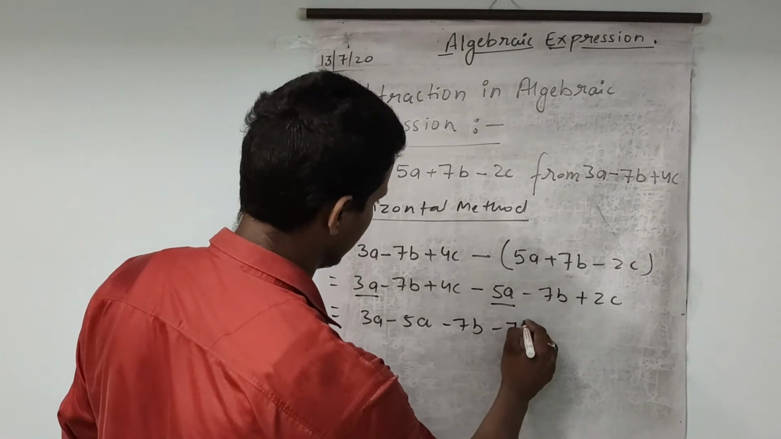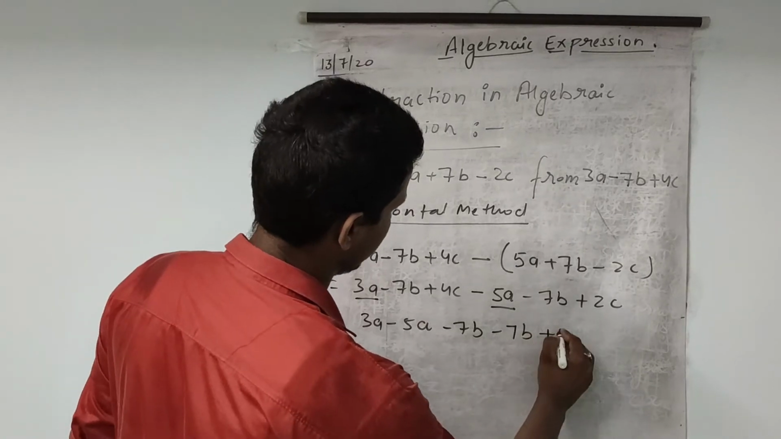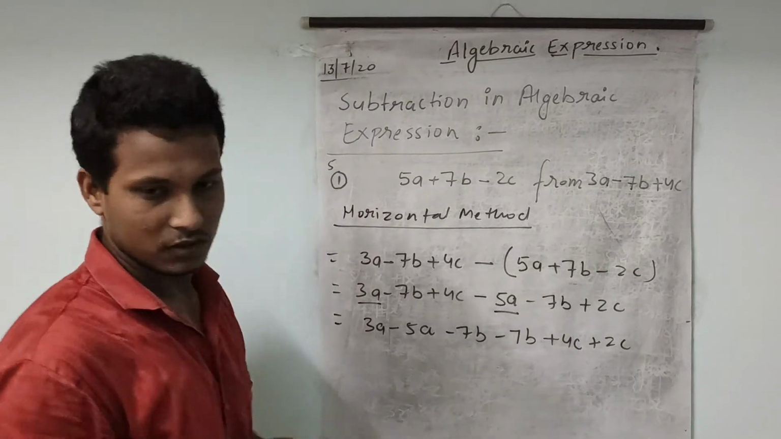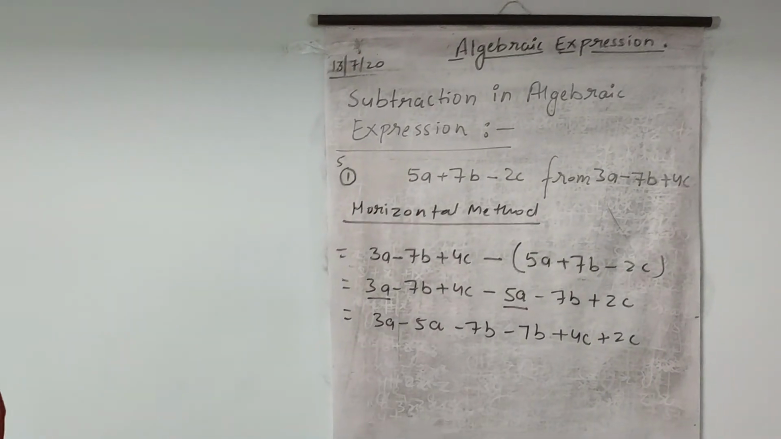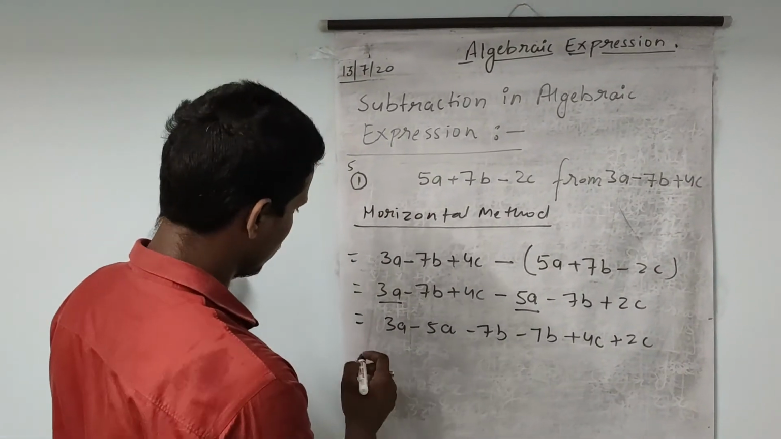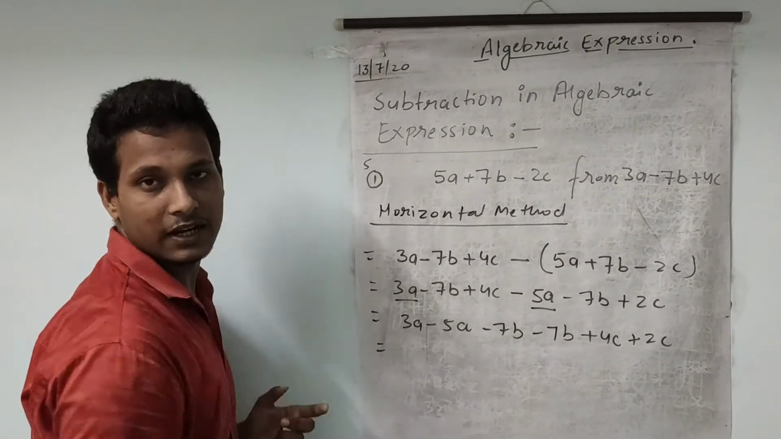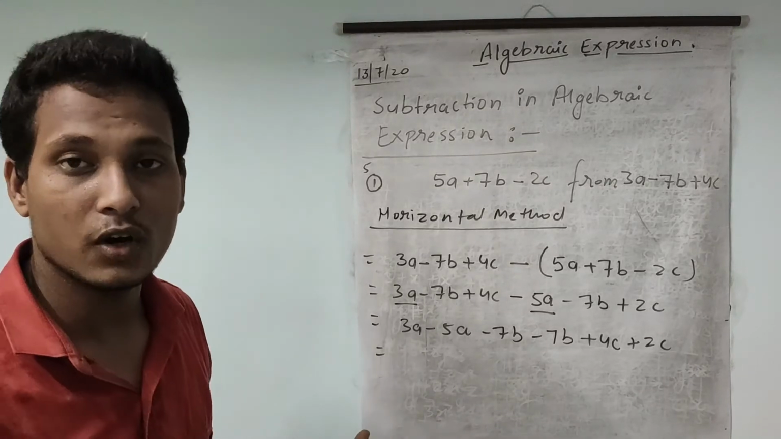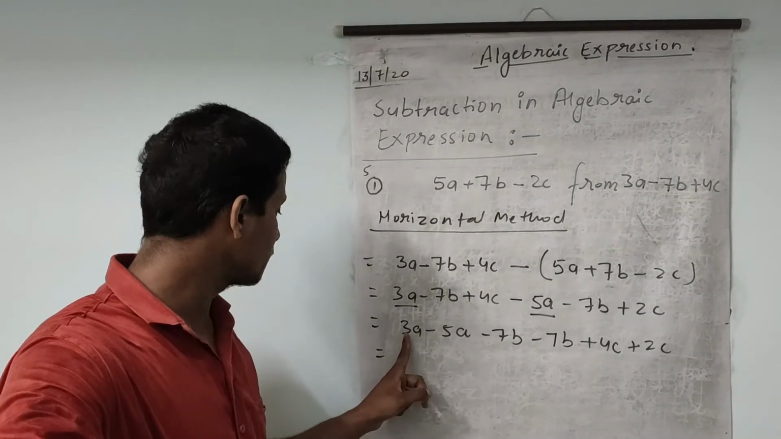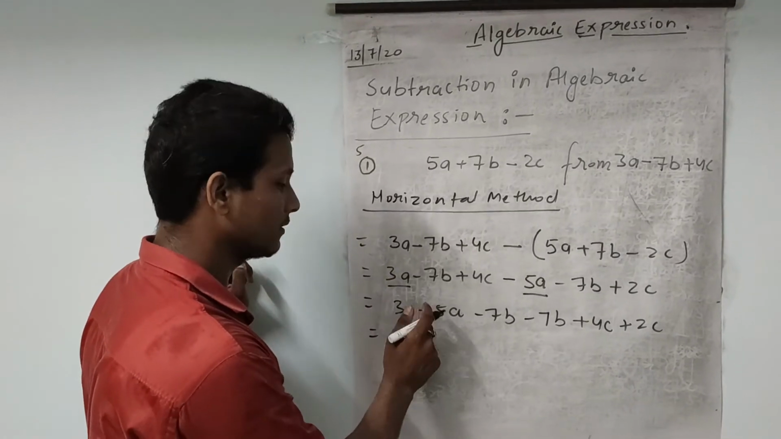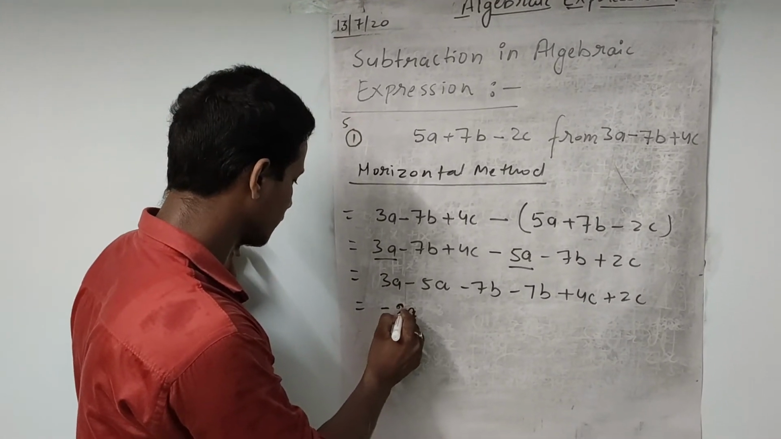Minus 7b are like terms. Then plus 4c and plus 2c are like terms. Okay, these two are like terms. Now we need to subtract. So 3 is positive and 5 is negative. Both the signs are different. We need to perform subtraction here. So 5 minus 3, that is 2. And the value 5 is greater, so we will represent the negative sign here.